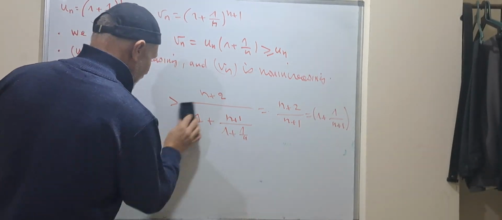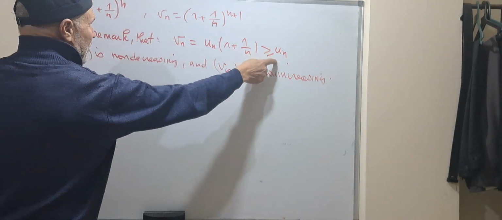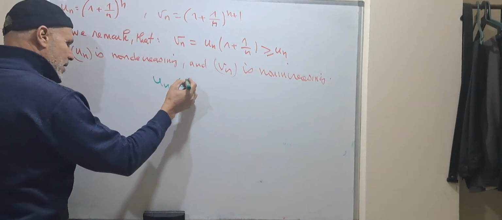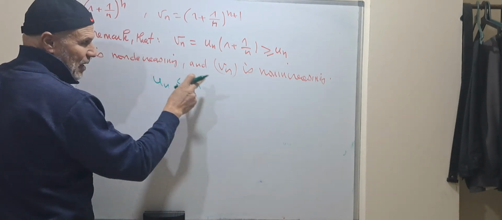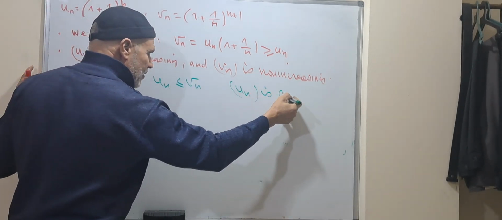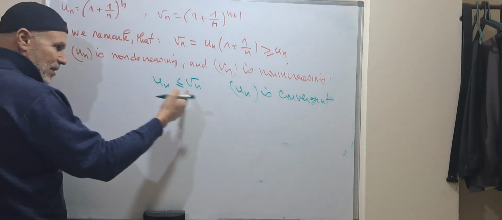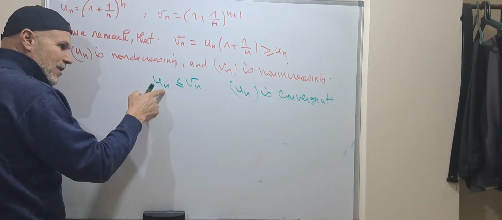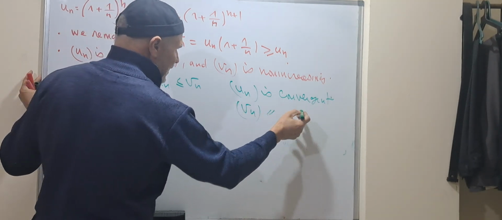Remember that un is less than or equal to vn. Remember that we have this: un is less than or equal to vn. un is non-decreasing and upper bounded, so un is convergent. vn is non-increasing and lower bounded by u1, so it is convergent.